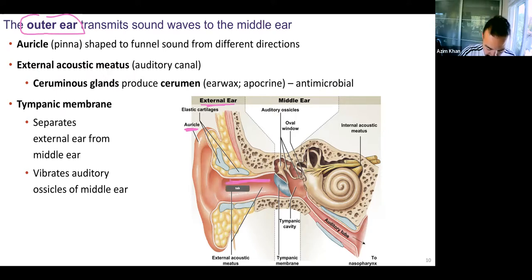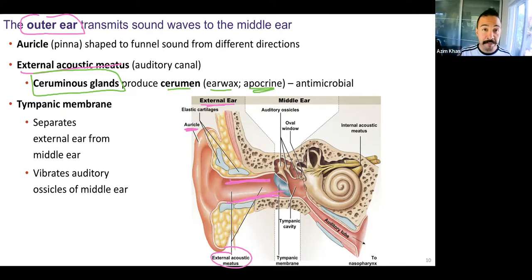This space right here, this is our external acoustic meatus, the external auditory canal leading deeper into your ear. In this external acoustic meatus, you have skin, and this skin is lined with a special gland. It is lined with ceruminous glands. Ceruminous glands produce cerumen. Cerumen is a fancy way to say earwax. And remember that this gland is an apocrine gland. It secretes by shedding off the apical side of the cells, much like mammary glands or apocrine sweat glands.